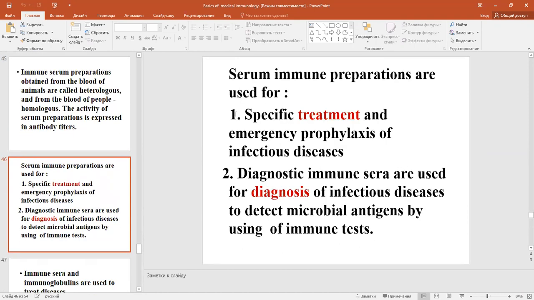Serum immune preparations are used for treatment and for diagnosis. So specific treatment and emergency prophylaxis of infectious disease is used for treatment of human beings, of course. Healthy people don't need ready antibodies, just patients and people who were in contact. And there are diagnostic immune sera. They are used for diagnosis of infectious diseases to detect microbial antigens by using immune tests.